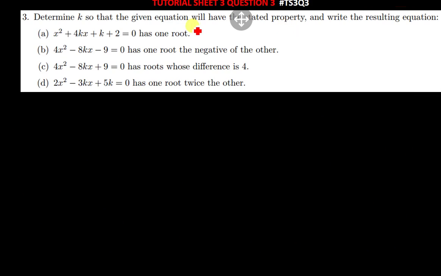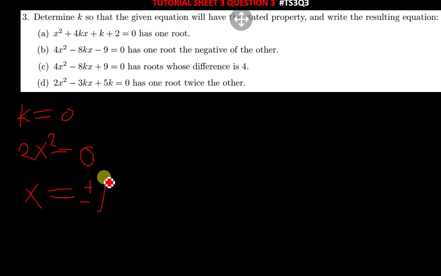So when k is equal to 0, our equation will be 2x squared minus, when you put 0 there, it will just be 2x squared minus 0 plus 0, which is just 2x squared is equal to 0. So this one is not making sense, so you can discard it, because when you say x is equal to plus or minus the root of 0, it's still not making sense.